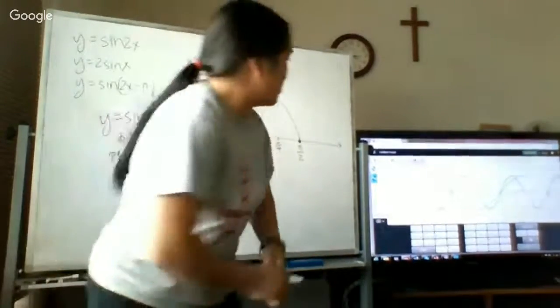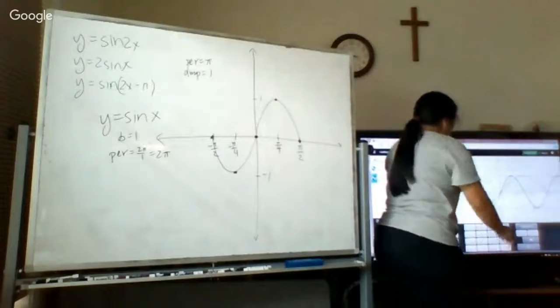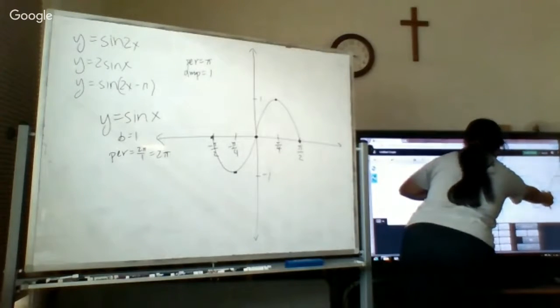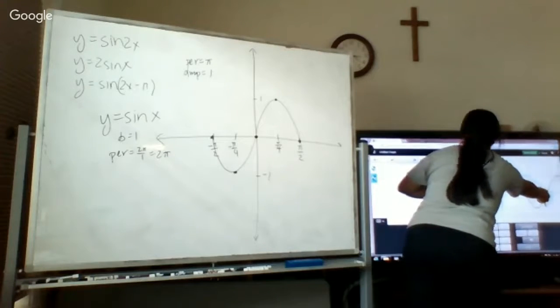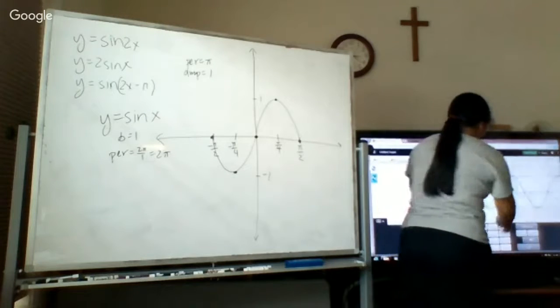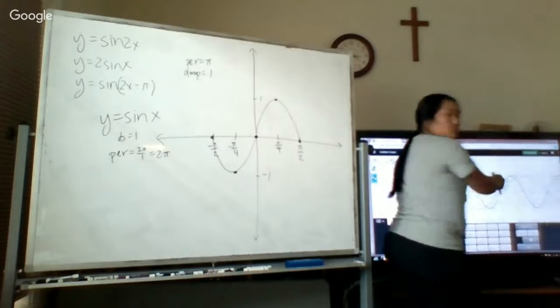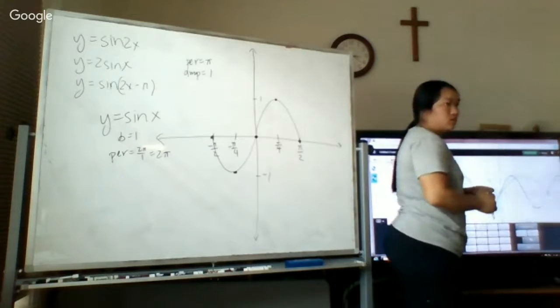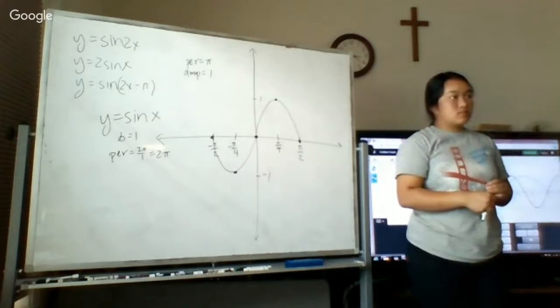So you can see that in the parent function, which is blue, the period is from negative pi to pi. So the whole thing is 2 pi, right? And in this second one where we added a 2 here, the period is now half of that. It's been squished this way. Got it? So if it was sine 3x, then it'd be pi over 3.